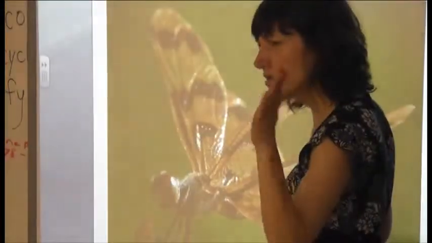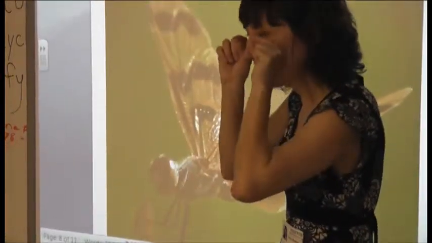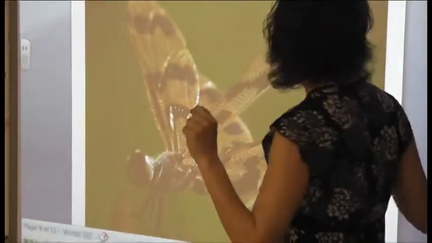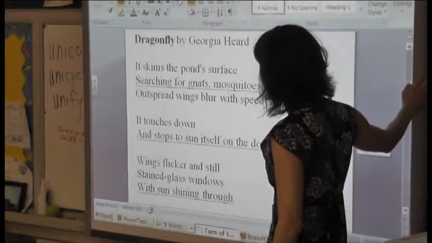I've seen blue ones and black ones. Has anybody ever seen other colors? Yeah, and I've seen ones that almost look like they have little boxes on their wings. So why don't we think about all that when we're looking at our poem?